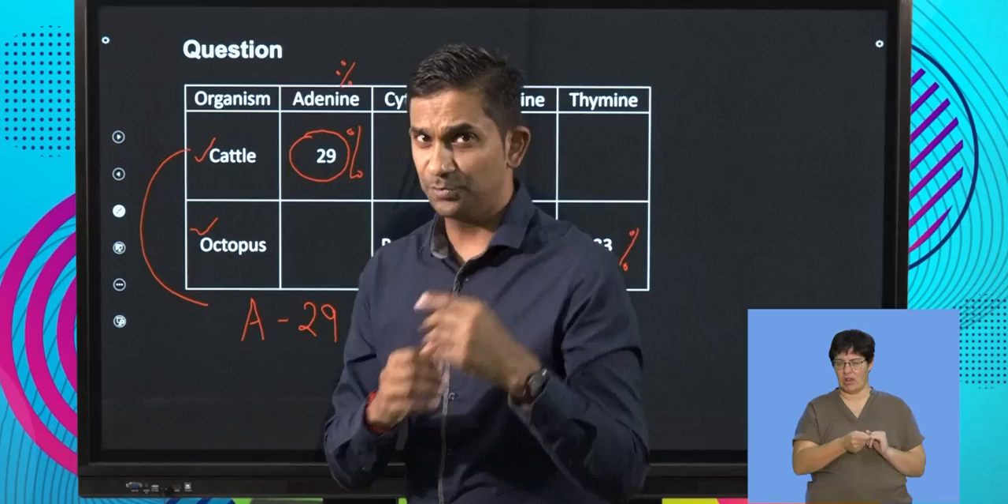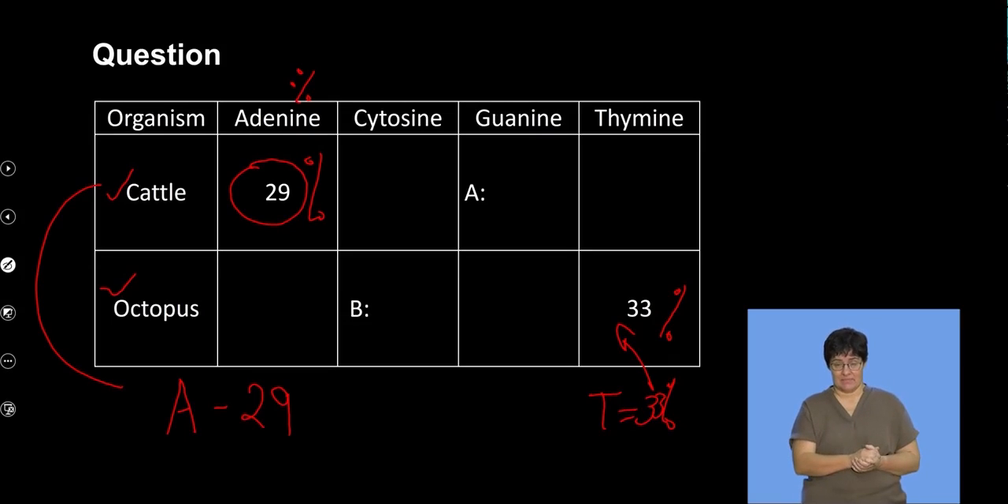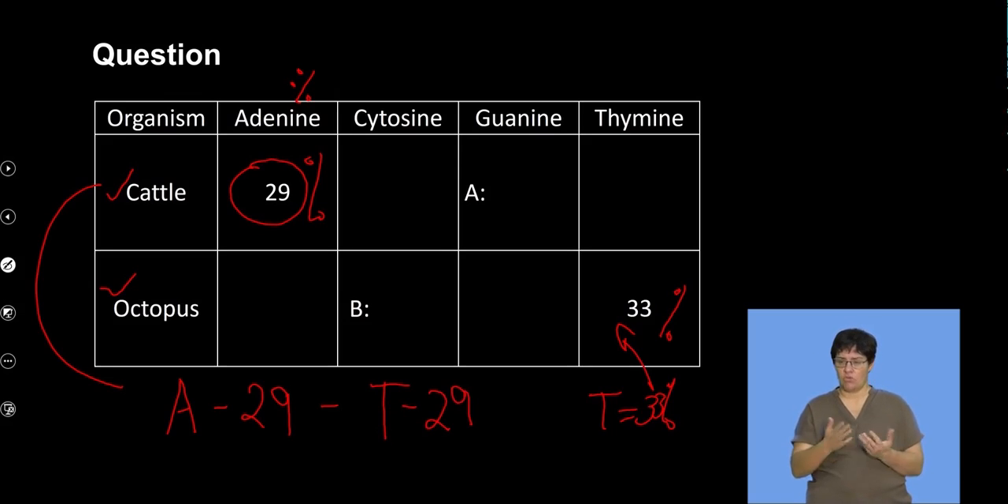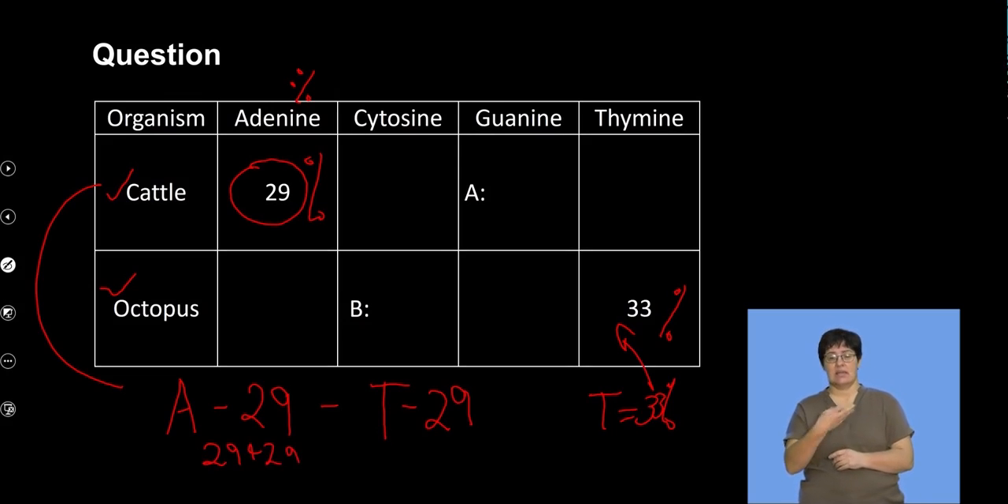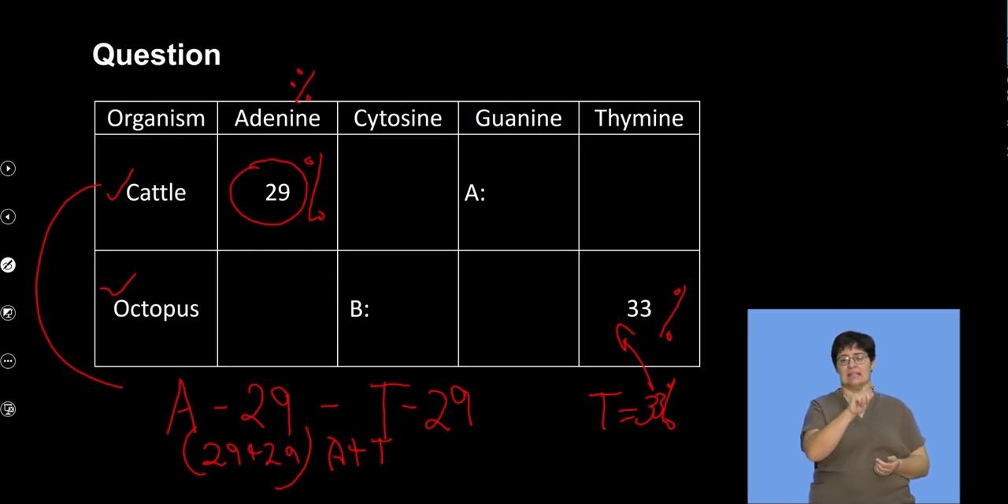Let's try that. I hope you've got your calculator. You're going to be able to help me with that. So if we look at adenine, if adenine is 29% for cattle, it means that thymine also is 29%. And guys, if you can help me here, if we can add these up, so 29 plus 29 would give you the total percentage of what adenine plus thymine is. And so if you do your maths on this, that equals 58%. So 58% of the DNA is made up of adenine and thymine.